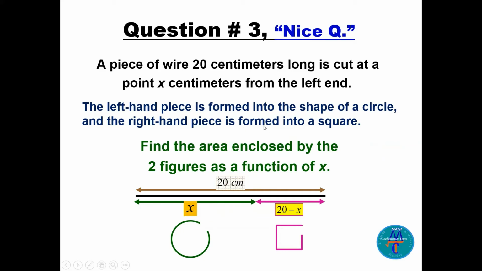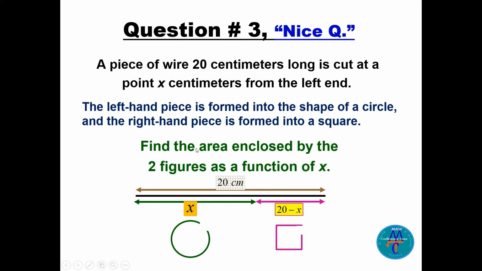So the right-hand piece, we form it to make a square. You see that one. So this is X. All this green piece is the X. And all the wire is 20 centimeters. So this one becomes 20 minus X.